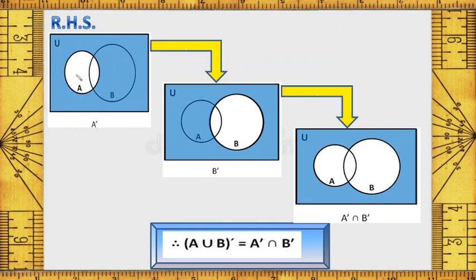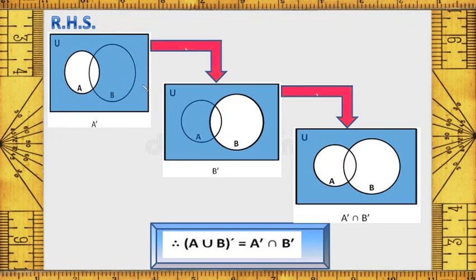A complement means we have to leave A and we have to consider rest everything of universal set. Then let's take B complement. B complement means all the region excluding set B. Then after that, what we have to take? We have to take their intersection. Means you can observe, it is there in front of you, that which region is common in these two figures.